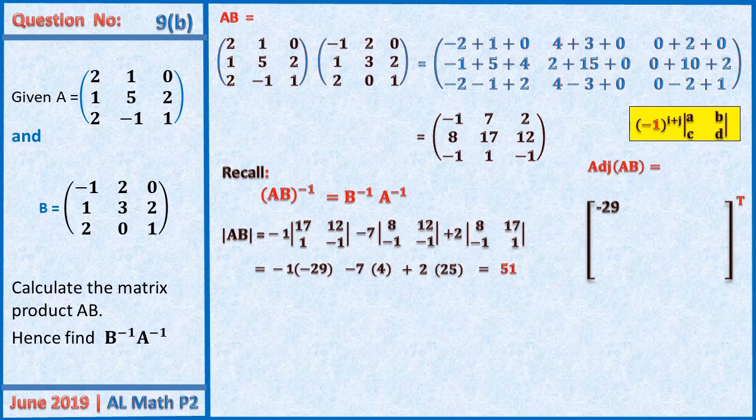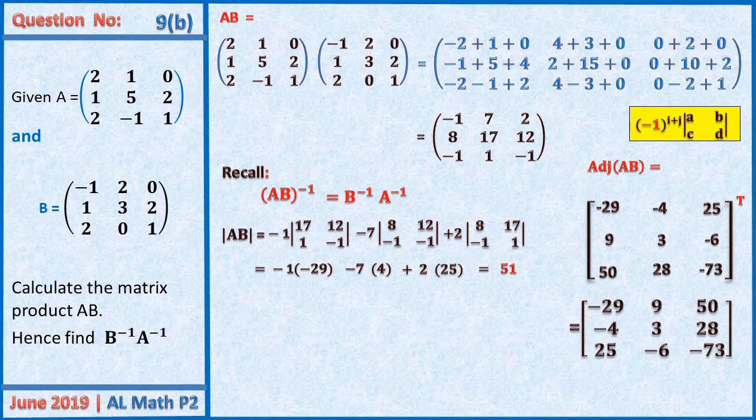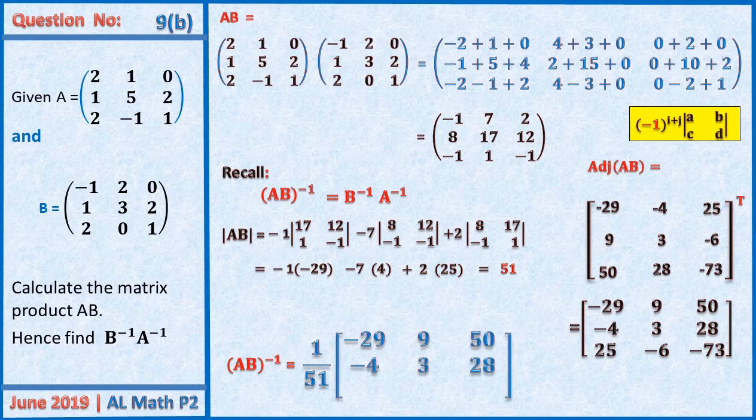The next position is taking a negative sign. And we get the modulus, you have minus 4. Then the third position is positive, 25, 9, 3, minus 6, 50, 28, minus 73. So when we transpose it, that's what we obtain. And now the inverse of this matrix should be equal to 1 over the determinant times the adjugate, and that gives us that.